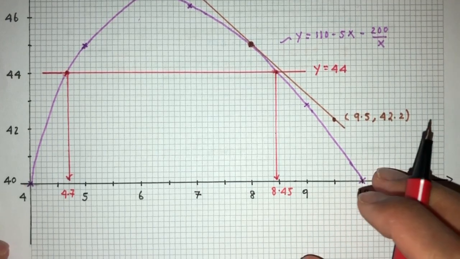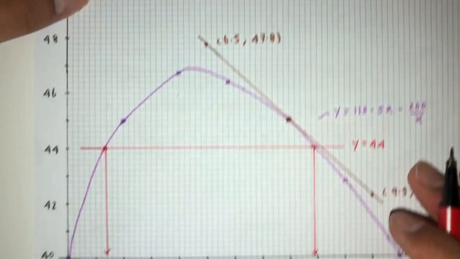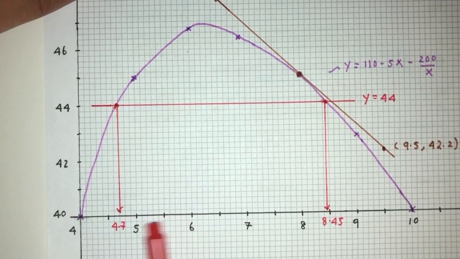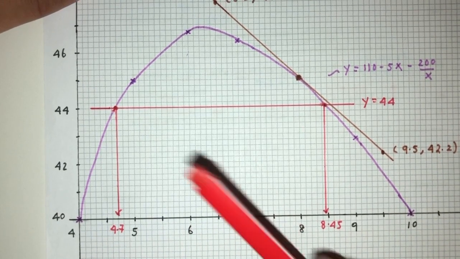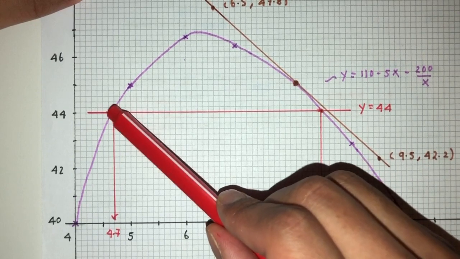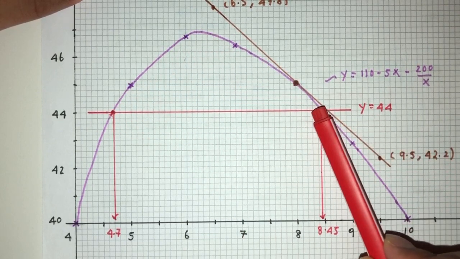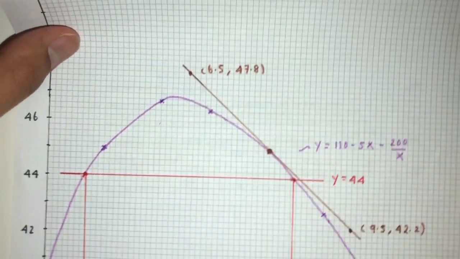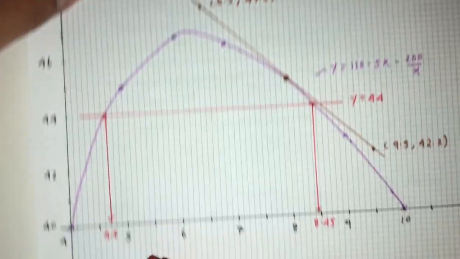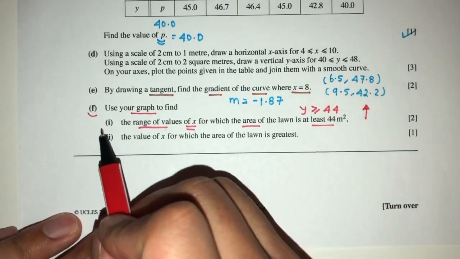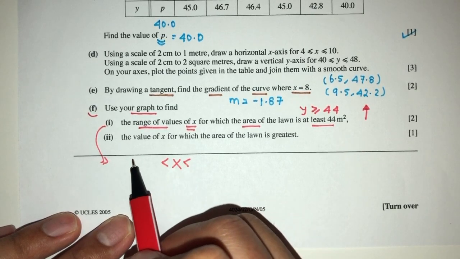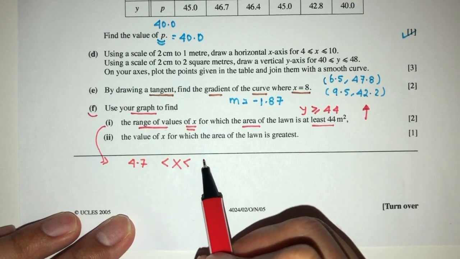This one is 8.45. So as you can see, according to my graph, when my value of x is between those two values or equal to those two values as well, my area will be at least 44. From this point it has to go up and down until here, it is more than 44. It is above the line of 44. As you can see, this is my area, which is the purple color. For those values of x, it is above that line. So this is why we have to write, for the range of values, x is between the value of 4.7 and 8.45.